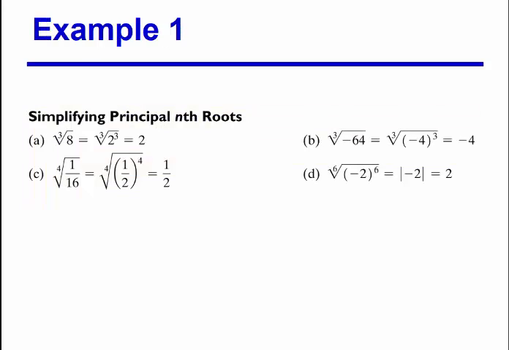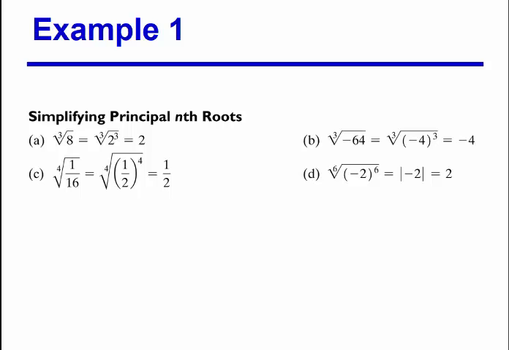So for the first example here, a, we have the cube root of 8. The cube root of 8 is equal to the cube root of 2 to the third power. So what happens is we can cancel out the 3's, the third root and the third power, and then we simply end up with 2. For b, we have the cube root of negative 64, which becomes the cube root of negative 4 to the third power, which is just equal to negative 4. For c, we have the fourth root of 1 over 16, which becomes the fourth root of 1/2 to the fourth power, which is simply 1/2.